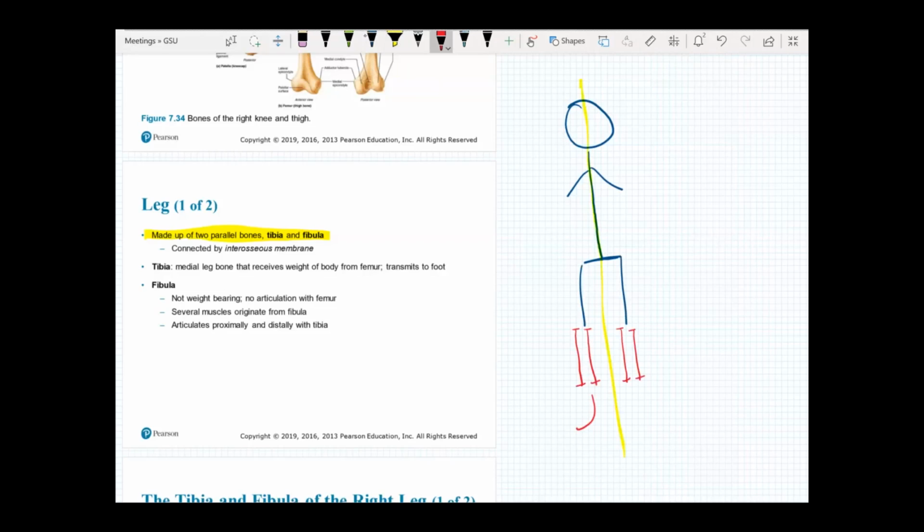So the one that's on the inside will be medial on both sides, and this will be your tibia. Your medial bone will be your tibia. And then what you'll have on the lateral on each side will be your fibula. So lateral, or the outside bone, will be the fibula. The inside bone will be the tibia. The fibula is actually not going to be weight bearing.